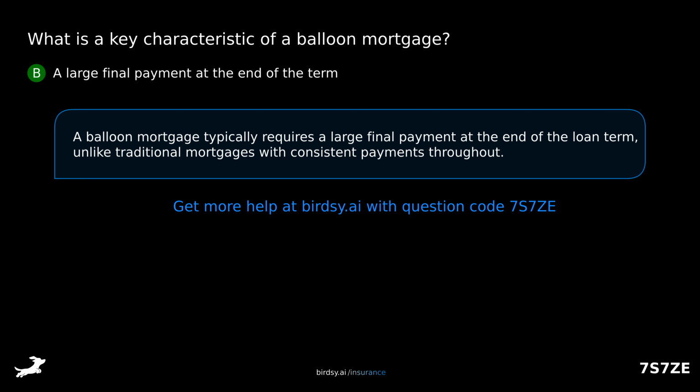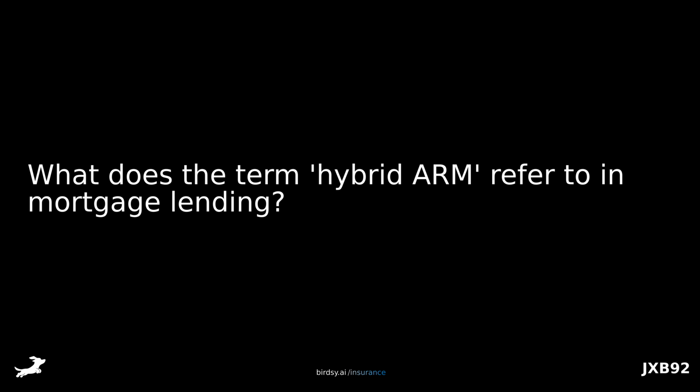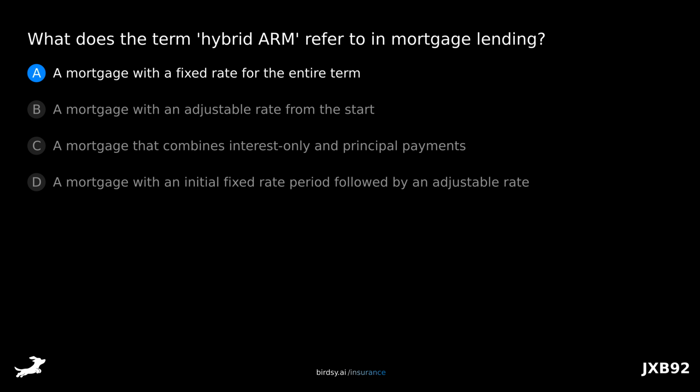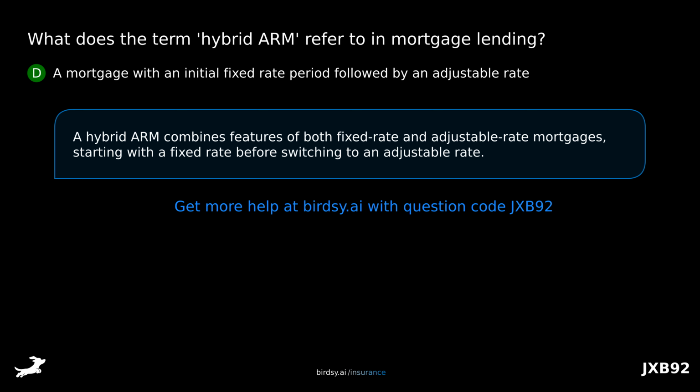What does the term hybrid ARM refer to in mortgage lending? Is it A, a mortgage with a fixed rate for the entire term? B, a mortgage with an adjustable rate from the start? C, a mortgage that combines interest-only and principal payments? Or D, a mortgage with an initial fixed rate period followed by an adjustable rate? The answer is D, a mortgage with an initial fixed rate period followed by an adjustable rate. A hybrid ARM combines features of both fixed rate and adjustable rate mortgages, starting with a fixed rate before switching to an adjustable rate.